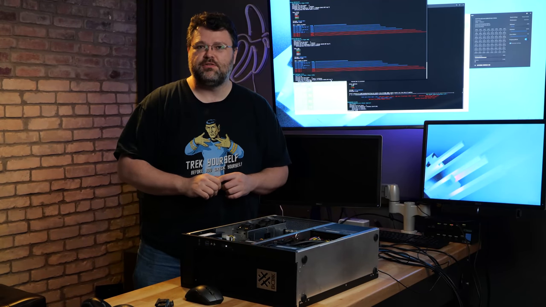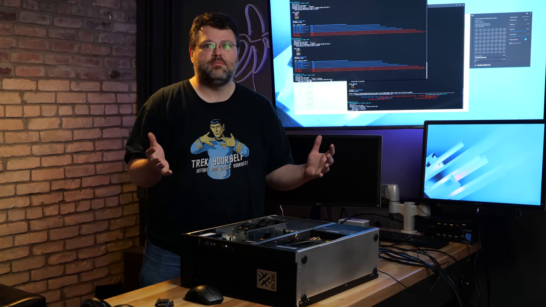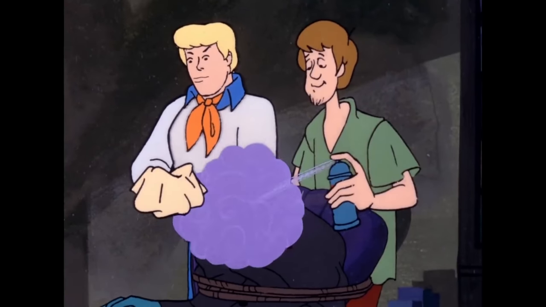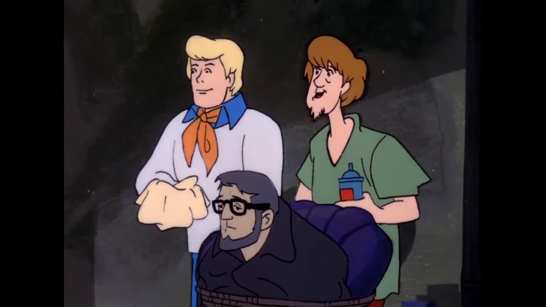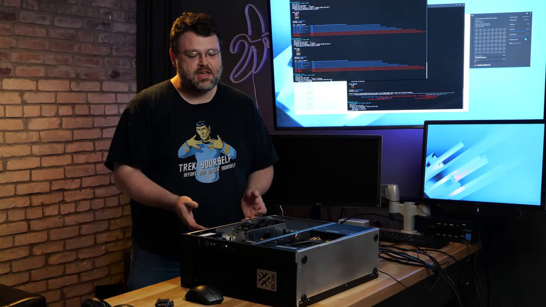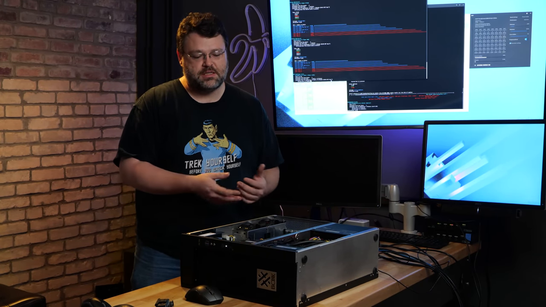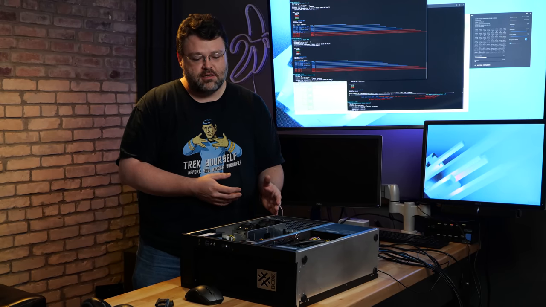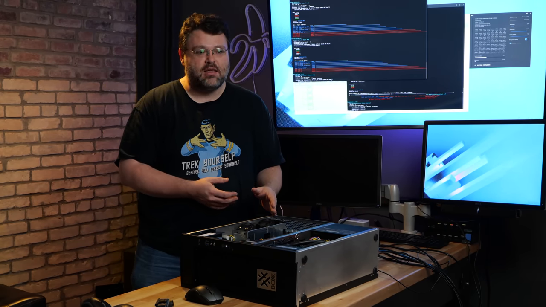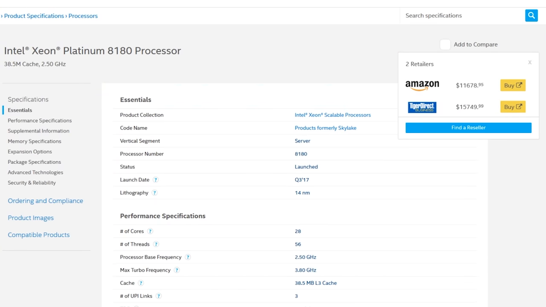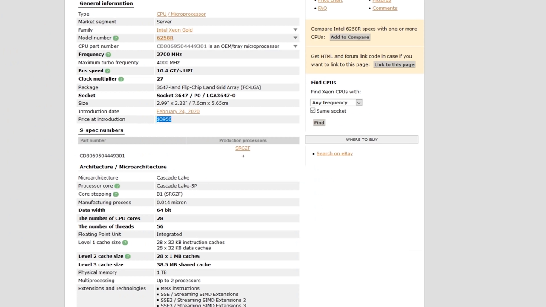The Xeon Gold 6258R is actually a Platinum 8180. It's like Scooby-Doo when they unmask the villain. It's like, oh, 6258R. Oh, no, it's actually the Platinum 8180. Well, no, the 6258R is a newer CPU. It's got some tweaks in silicon. But this CPU is at the same performance level as the Xeon Platinum 8180. That's a $10,000 CPU, but these CPUs have a suggested retail price on Intel Ark of about $4,000.